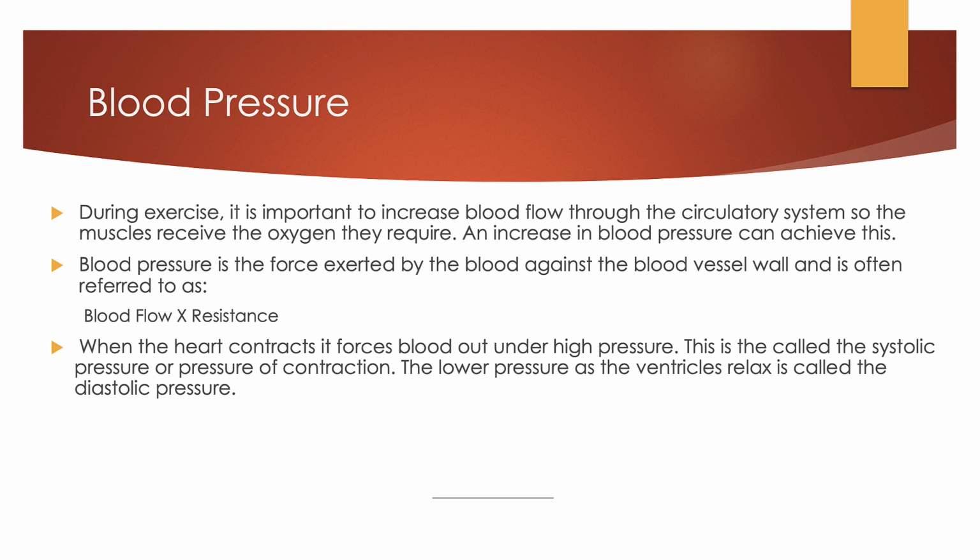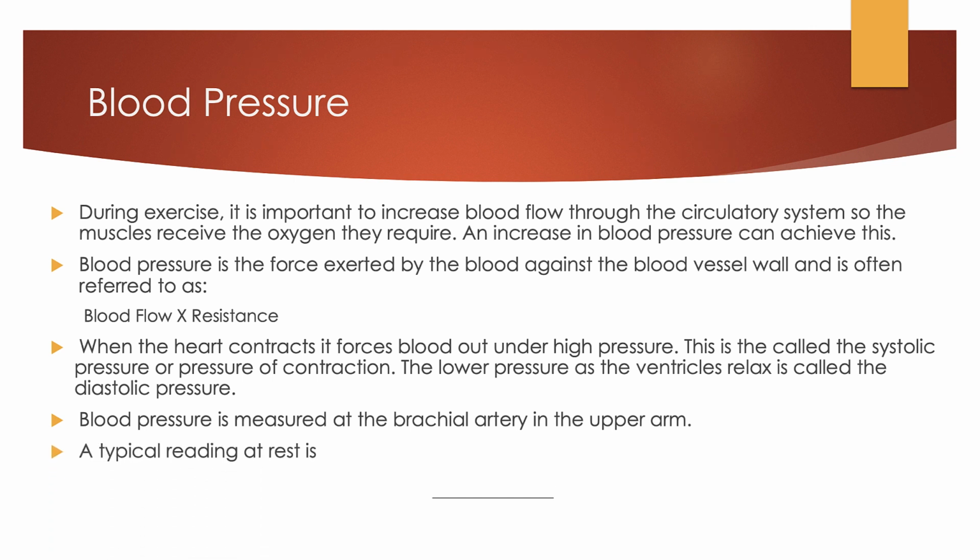This is called systolic pressure, or pressure of contraction. The lower pressure as ventricles relax is called the diastolic pressure. Blood pressure is measured at the brachial artery in the upper arm. A typical reading is 120 over 80. 120 is the systolic, 80 is the diastolic.